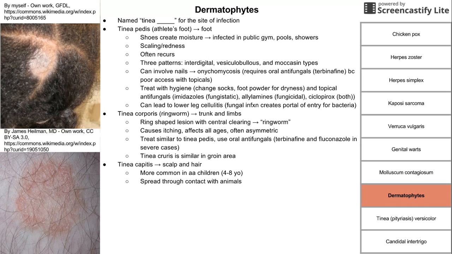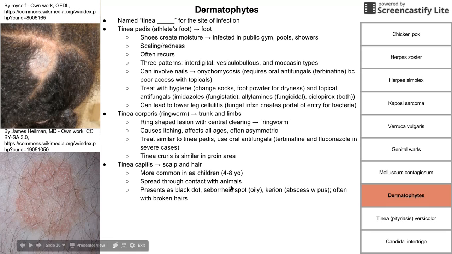It spreads through contact with animals, and there are several presentations to it. It could be a black dot. It could be a kerion, which is an abscess with pus. It can be a seborrheic spot, which is an oily spot. Usually there's broken hairs in that area too. So this looks like it might just be black dot tinea capitis.